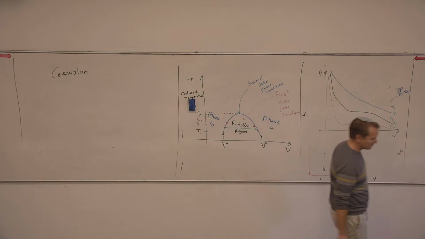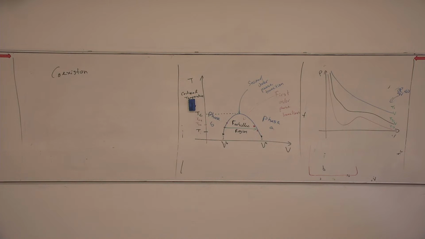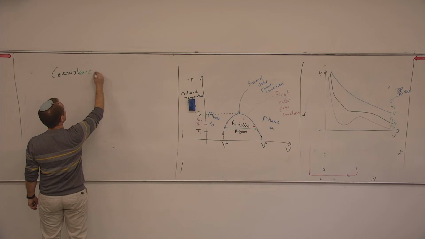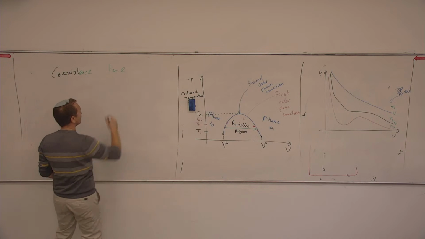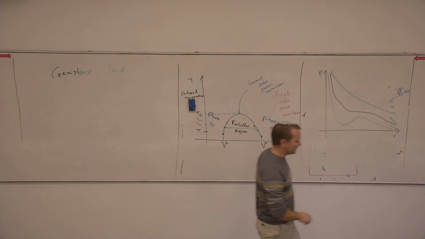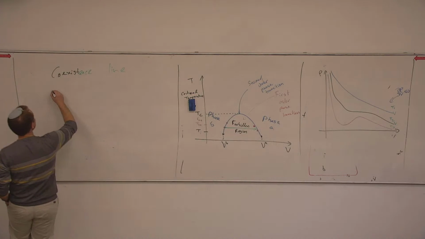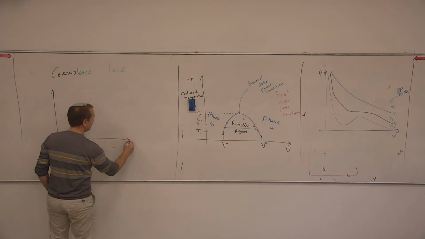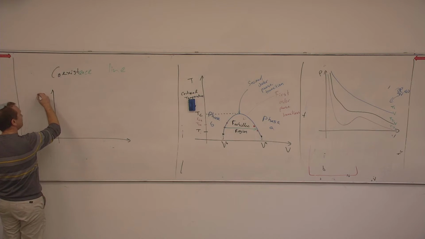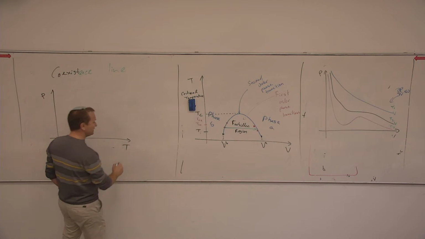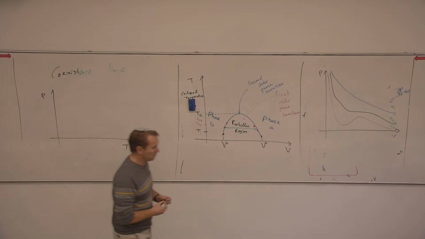All right. So I want to talk about this coexistence line. What is this coexistence line? If I'm looking not just at P and V, but at P and T.